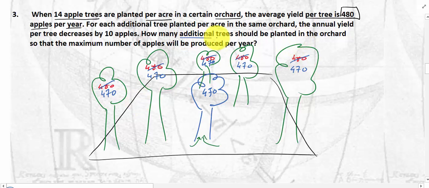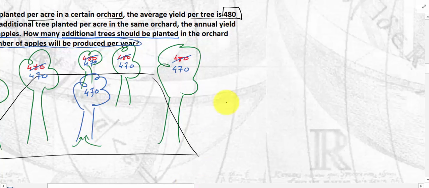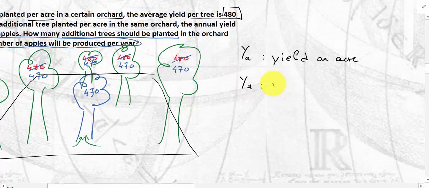All right. How many additional trees should be planted in the orchard so that you maximize the number of apples produced per year? The number of apples on the orchard. So we want to maximize the yield on the orchard. I'm going to have to introduce some labels here. I'm going to call YA the yield on the acre, and let me say that YT is the yield per tree.